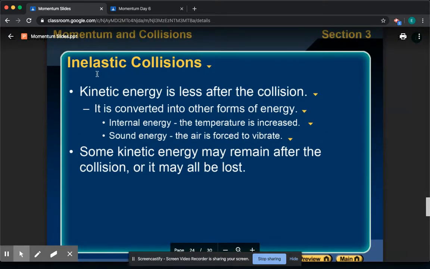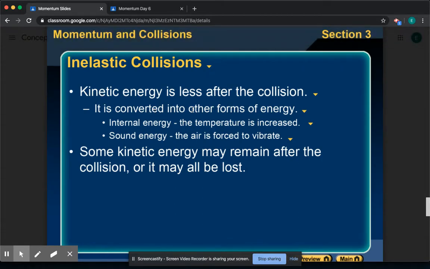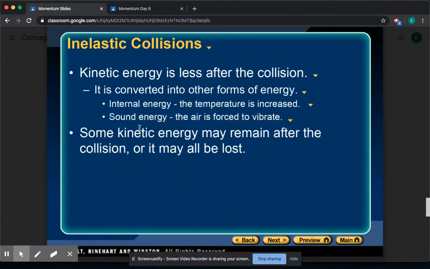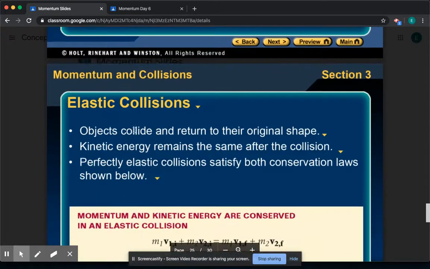Okay, so in an inelastic collision, kinetic energy is going to be lost. It is converted into other forms of energy, such as either heat or sound energy. Some kinetic energy may remain after the collision or it may all be lost. It depends on the situation. But in an inelastic collision, kinetic energy is not conserved. Momentum is conserved, kinetic energy is not.